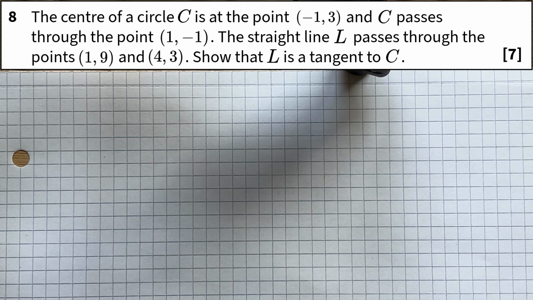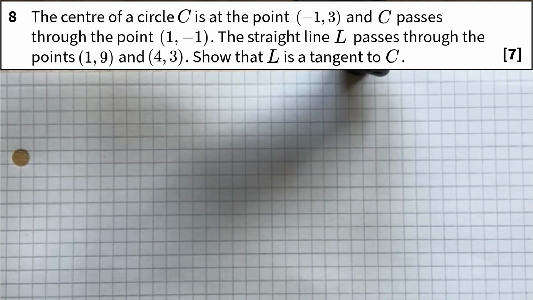Today's question is worth 7 marks, and there are no parts A, B, and C. You just have to do it all in one go. So we're given the centre of a circle and a point that passes through, and we're given 2 points on a straight line. We need to prove that L is a tangent to the circle.